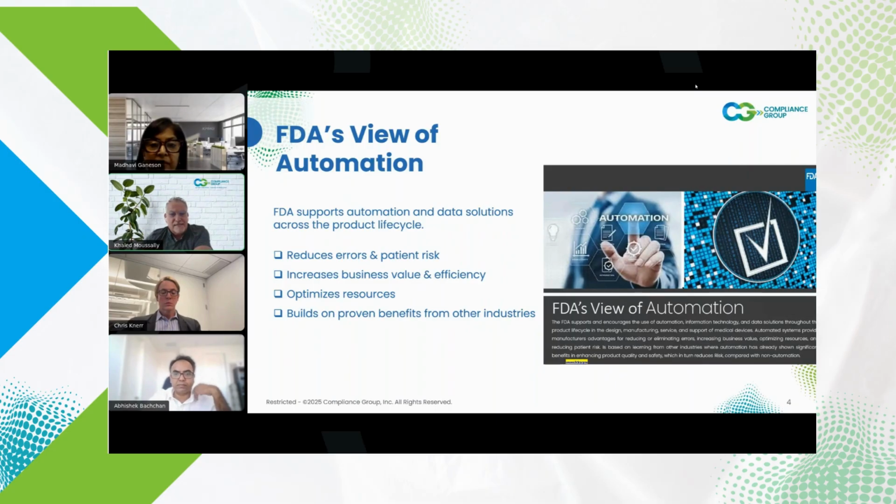Whatever it is. This is kind of an old slide. This is when we started talking about CSA, computer software assurance, and why CSA came into the picture: to help companies bypass the burden of documentation of CSV and look to innovate and implement more tools. So again, the view of the FDA is that automation reduces errors and patient risk. It increases business value and efficiency. And this is what we're talking about today. That's why I love that screenshot.